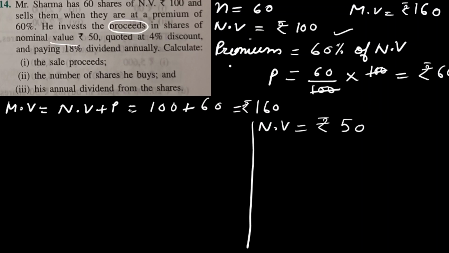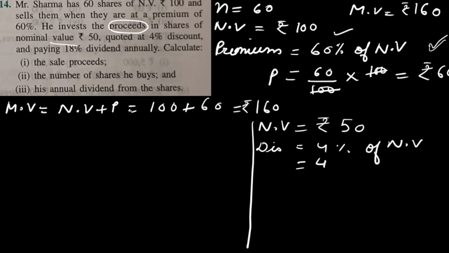Quoted at 4% discount means what? Quoted means, I have already told you, wherever the word quoted is mentioned, that means we are talking about market value. So discount is given to us. Discount is how much? 4%. Like here premium was given in the first case, so I have mentioned premium also here. Whenever premium or discount is given, immediately write nominal value with that percent.